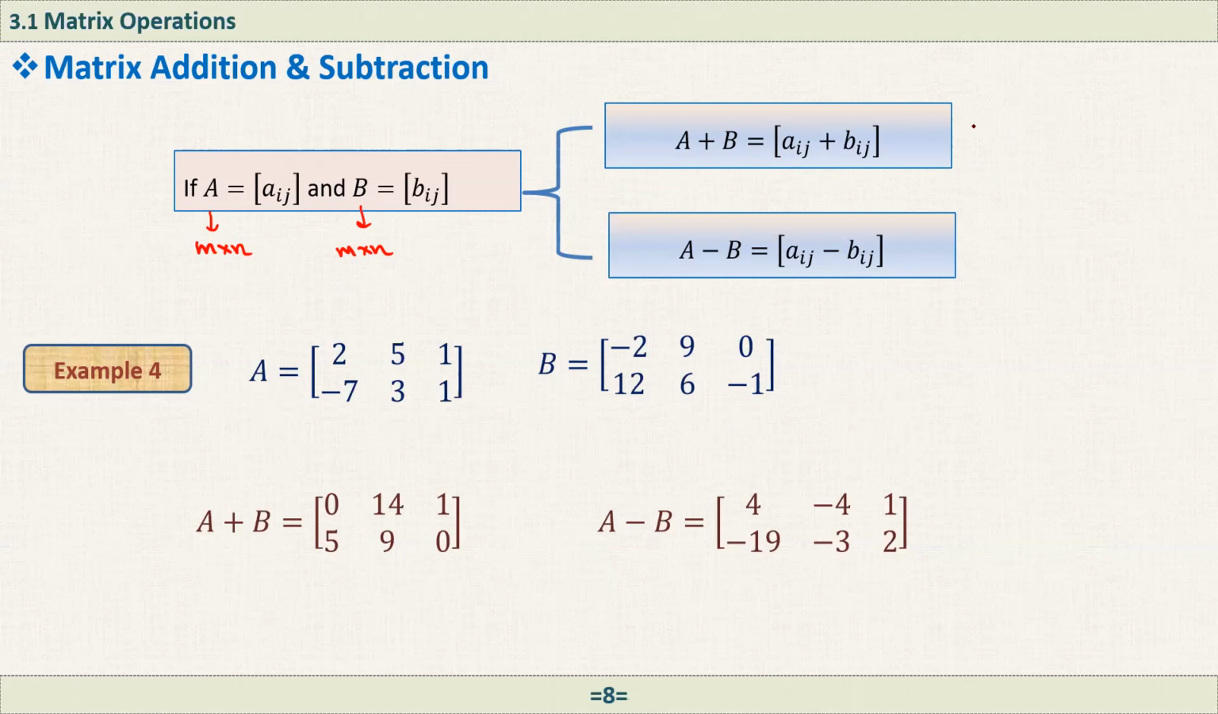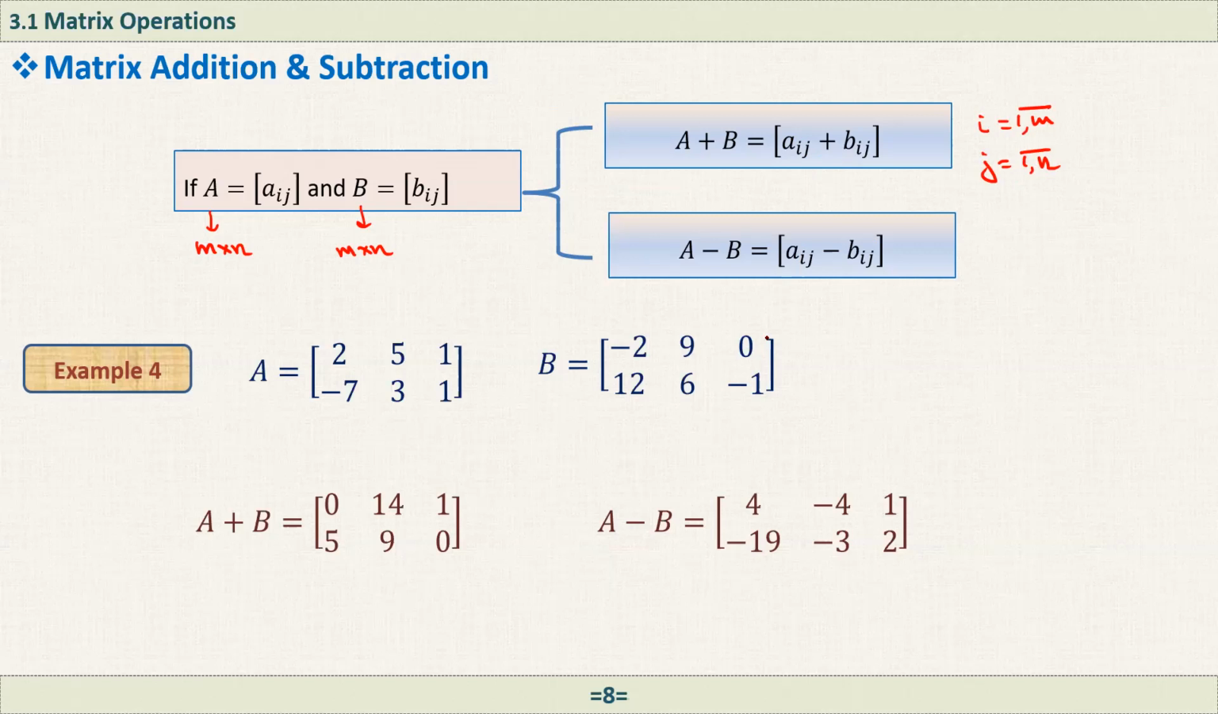Then here, I is changing from 1 to M, and J is changing from 1 to N. When these numbers change from 1 to M and 1 to N, that means we are adding all the corresponding entries. And for subtraction, it is the same thing. To be able to subtract two matrices, they must have the same dimensions or sizes. Then we just subtract their corresponding entries.